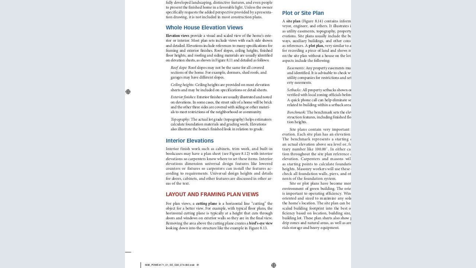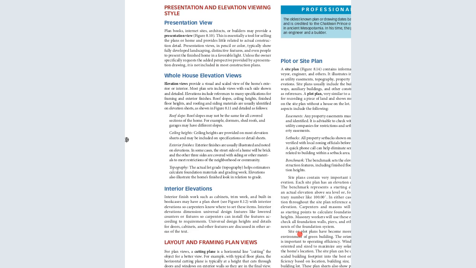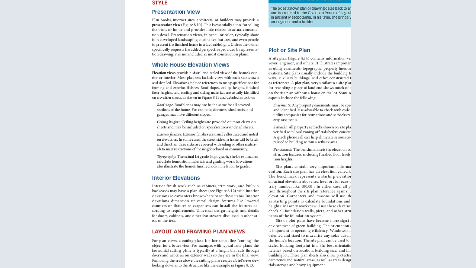So the whole house elevation view. These are views. We are still doing the interpretation of the different things. So elevation views provide a visual and scale view of the home's exterior and or interior. Most plan sets include views with each side shown in detail. Elevations include references to many specifications for framing and exterior finishes. So roof slopes, ceiling heights, finished floor heights, and roofing and siding materials are usually identified on elevation sheets as shown in the figure. So we have different elevation sheets.